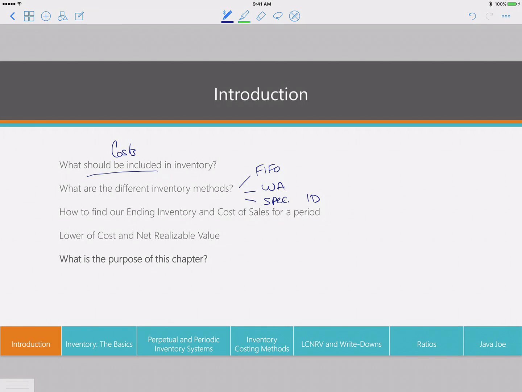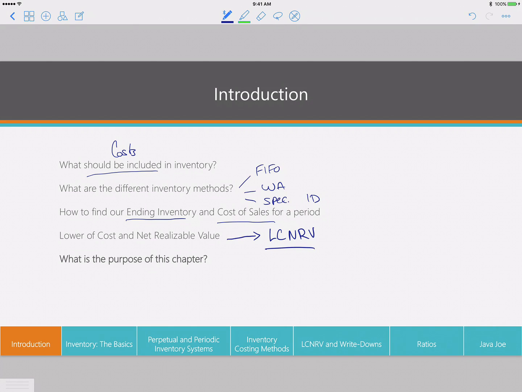We're going to be focusing on how to find our ending inventory and cost of sales, or cost of goods sold, for a period. You're also going to learn about the inventory valuation method, which is the lower of cost and net realizable value. LCNRV is the abbreviation for that.